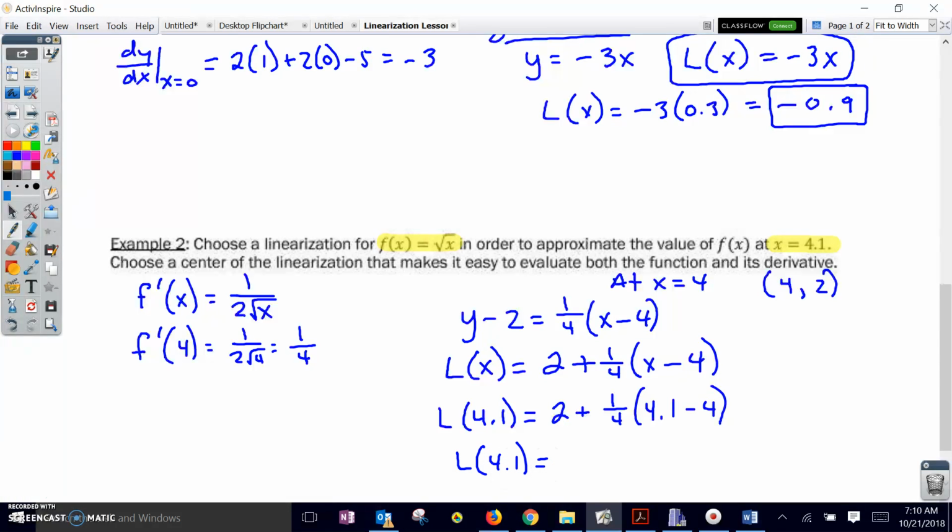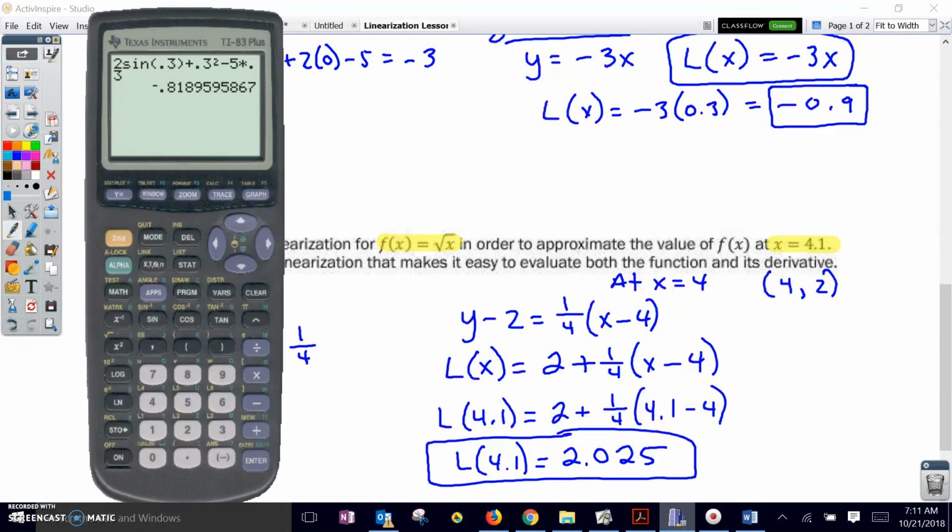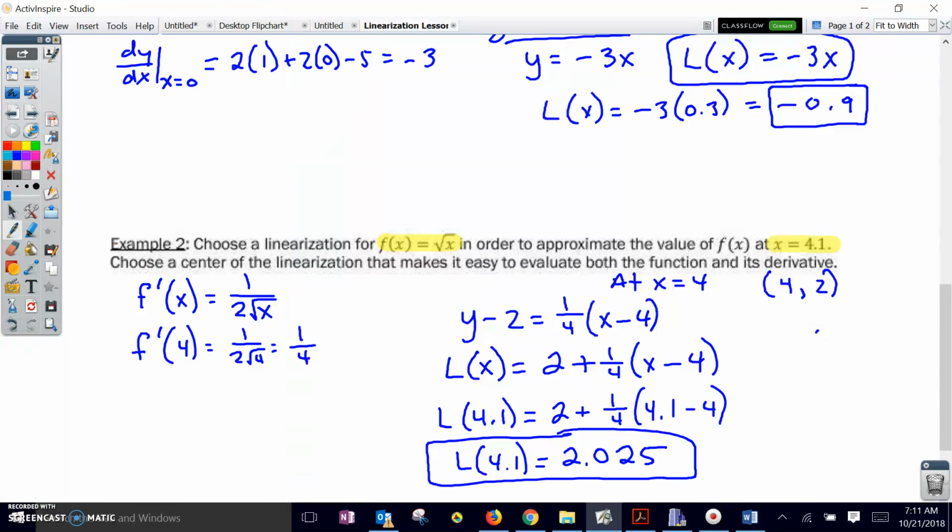And we get, let's see, 1/4 times 0.1, that's 0.025. And so my approximation at 4.1 is 2.025. Now, how good is that as an approximation? Well, we're approximating the square root of 4.1, which is, to 3 decimal places, 2.025. So the linearization does a really fantastic job of approximating the value here close to its center.